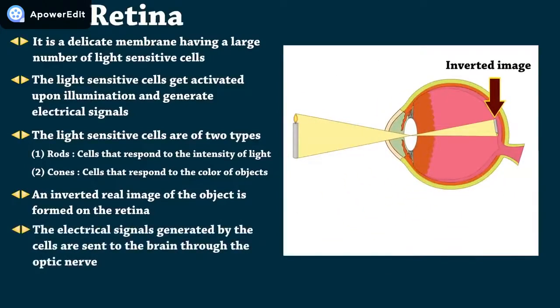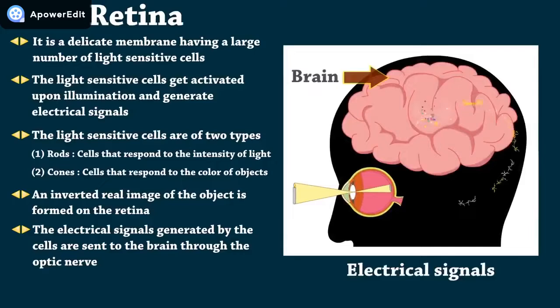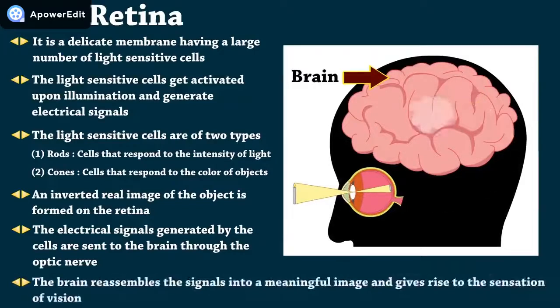The electrical signals generated by the cells are sent to the brain through the optic nerve. The brain reassembles the signals into a meaningful image and gives rise to the sensation of vision.